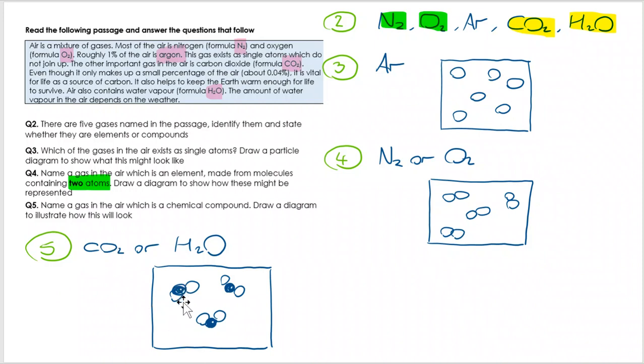So I've drawn carbon dioxide here. My carbon is the black circle with my 2 white oxygens connected to it. And I've drawn 3 of those. And again, this is a gas, so those compounds are spread out through the space.